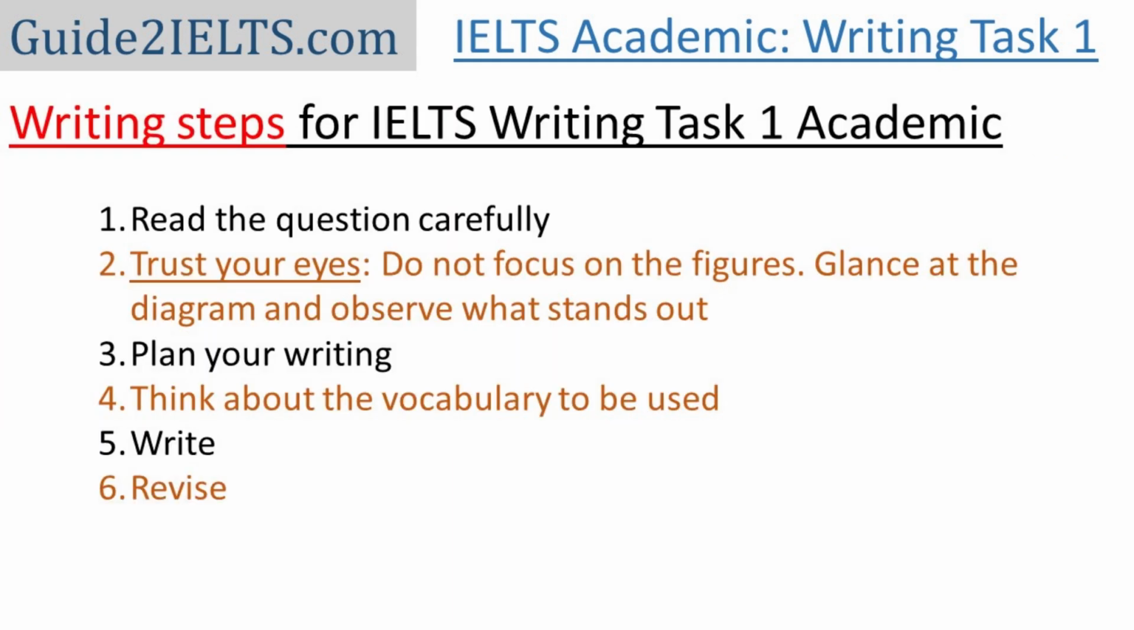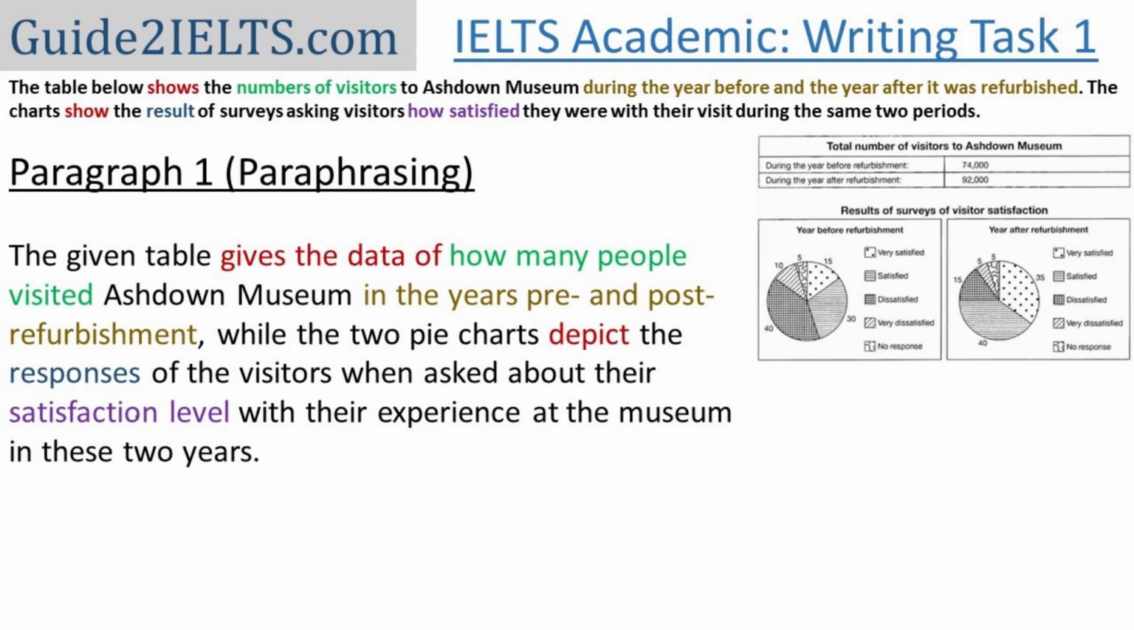The first paragraph, the beginning, is the paraphrasing of the question. By making a few changes such as changing number of visitors to how many people visited, and during the year before and after to in the years pre and post, the first paragraph that we have is: The given table gives the data of how many people visited Ashdown Museum in the years pre and post refurbishment, while the two pie charts depict the responses of the visitors when asked about their satisfaction level with their experience at the museum in these 2 years. Instead of writing how many people visited, we could also have written the annual count of visitors.